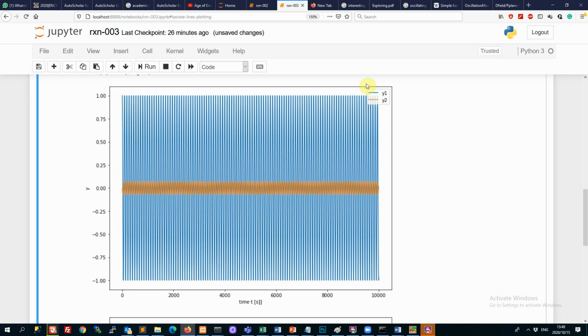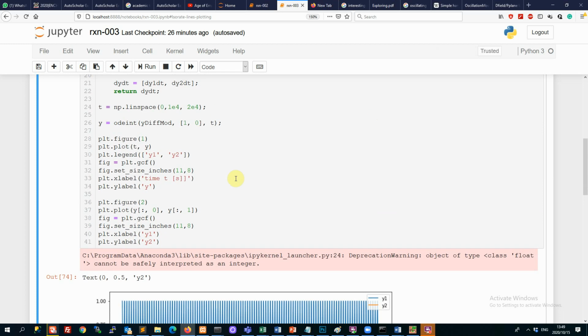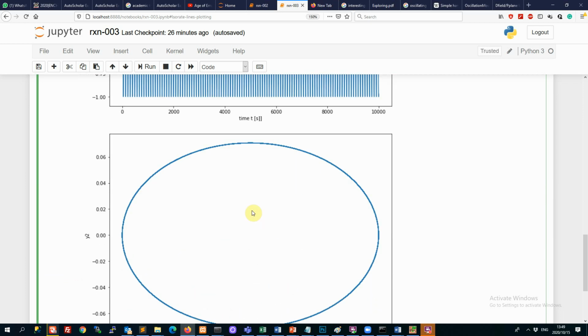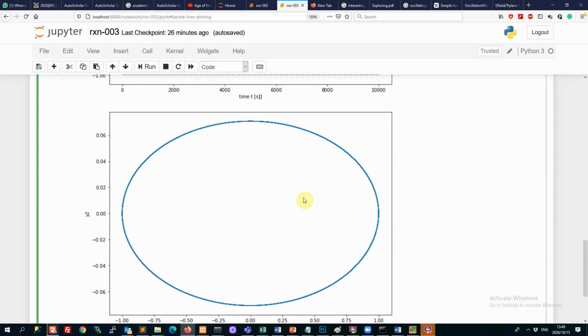So we would like to understand how the position is related to the velocity. And so we can plot instead y2 as a function of y1. And if you look in the code here, figure 2 is where I'm doing that. So I'm taking the first column that comes back and using that as the x-axis, and then the second column as the y. And when you do that, you get this much clearer picture.